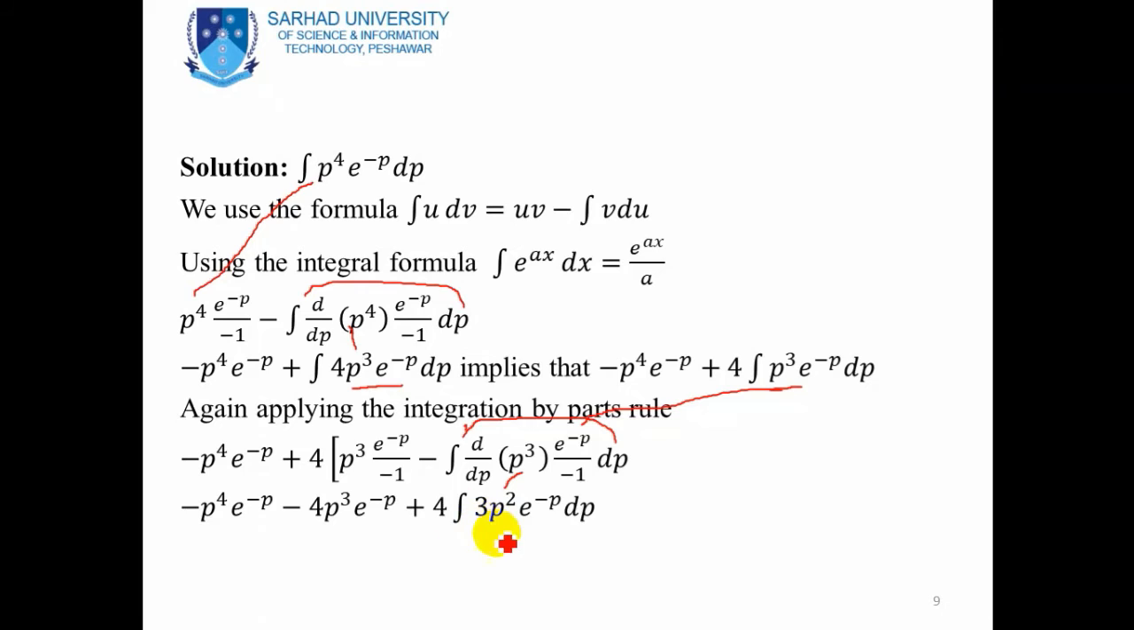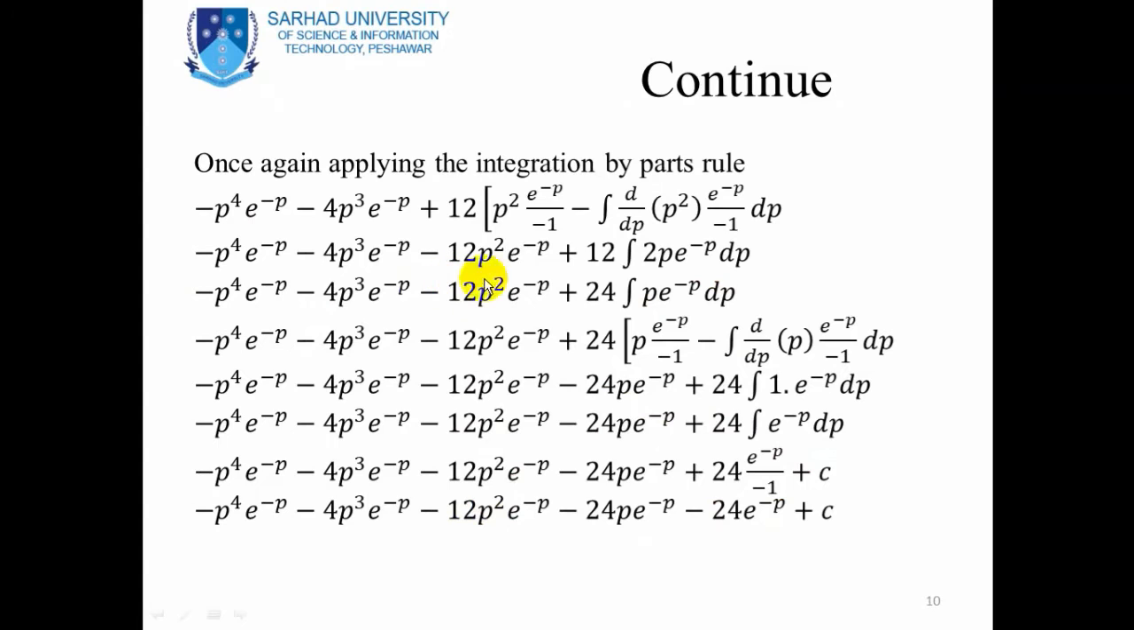Now again in this step you see over here we obtained the product of p square and e power minus p. So again for the integration we use integration by parts formula. So p square is a first function like you see over here, minus p power 4 e power minus p minus 4 p power cube e power minus p plus 12 into. Now p square is a first function and the integration of the second function minus whole integration derivative of the first function integration of the second function. So this is the integration of the second function, and derivative of the first function p square is equal to 2p, and e power minus p is as it is, and this minus minus becomes plus.